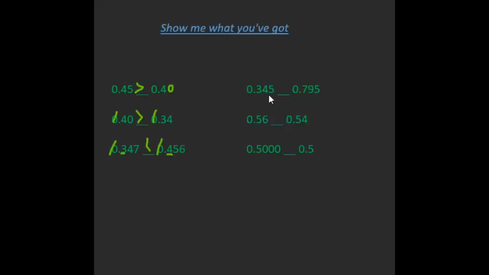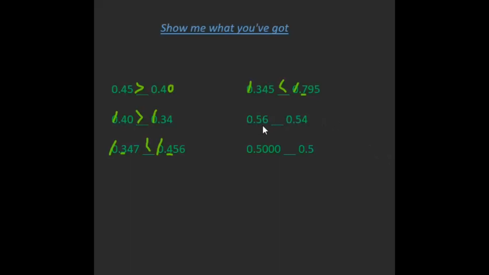0 and 345 thousandths and 0 and 795 thousandths. So let's do the same procedure again. We can't compare the zeros because they both are equal. So then we move on to the tenths, and that's where we see the 7 and the 3. We should all know that 7 is greater than 3, and 795 is greater than 345. So you should have written down the less than sign. 0 and 345 thousandths is less than 0 and 795 thousandths. Okay, let's move on to the next problem.